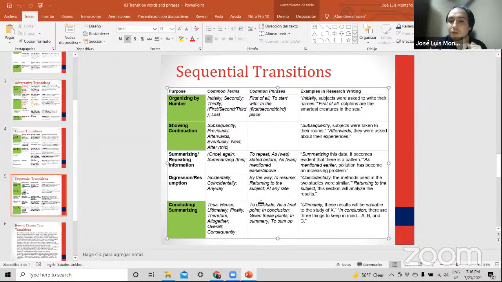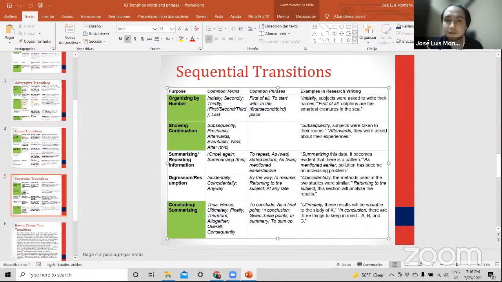Finally, overall, to conclude, as a final point, in conclusion, right? In summary, to sum up, right? So try to use always, at least not in the introduction, perhaps after the first sentence, you can use one transitional word and phrase. But to start the first body paragraph, to start the second body paragraph, and to start the conclusion, it is very important that you use these transitional words and phrases that we have here, right?